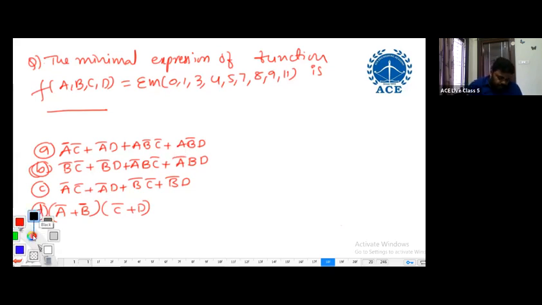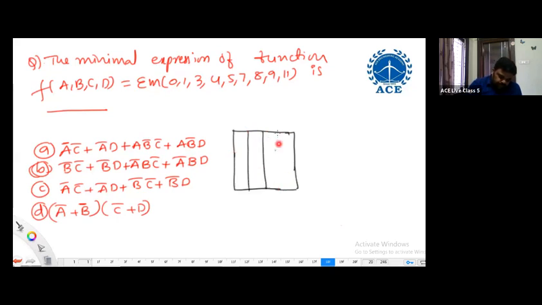Right. Now, let us write K map to find minimal expression. What is given? Let us see. A, B, C, D, 0, 0, 0, 1, 1, 1, 1, 0, 0, 1, 1, 1, 1, 0, 0, 1, 3, 4, 5, 7, 8, 9, 11.